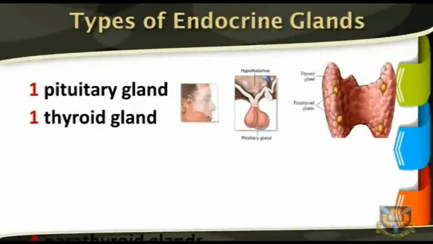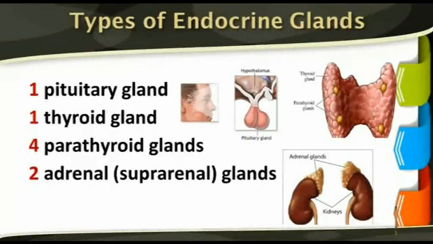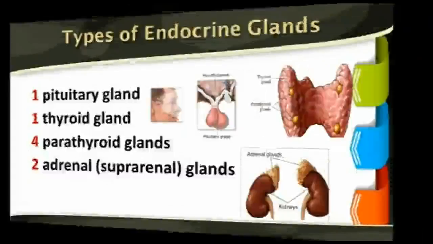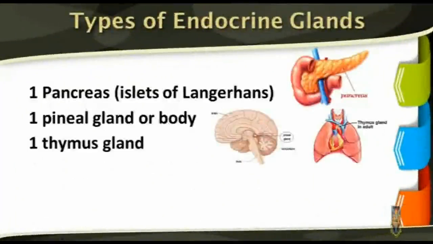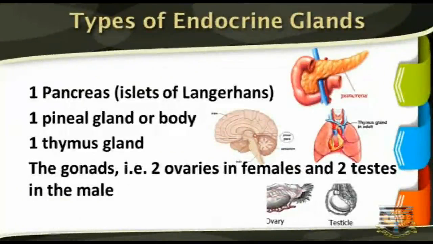Types of endocrine glands. The endocrine glands are 1 pituitary gland, 1 thyroid gland, 4 parathyroid glands, 2 adrenal or suprarenal glands, 1 pancreas or islets of Langerhans, 1 pineal gland or body, 1 thymus gland, the gonads, i.e., 2 ovaries in female and 2 testes in male. Endocrine glands and their specific characteristics.